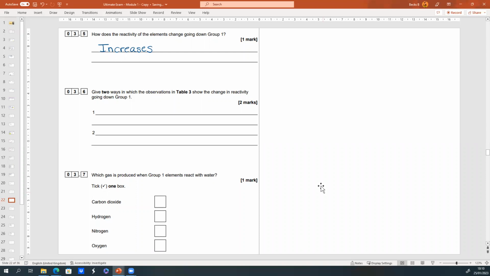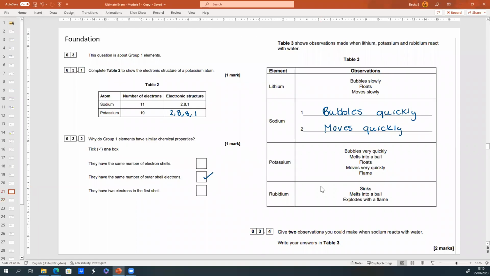So let's just pop back a slide. We've got things here, bubbles slowly, bubbles very quickly. Moves slowly, moves quickly. We've now got a flame involved when we look at potassium and it explodes with rubidium. So we can see those differences. Even if we're unsure about what we've put as our sodium, look at what's there because that's the information that was provided, that's what's correct.